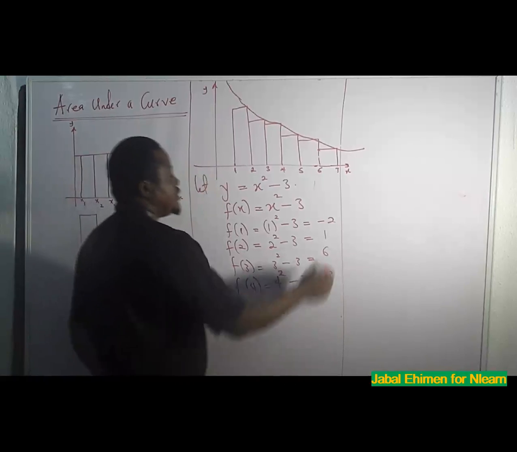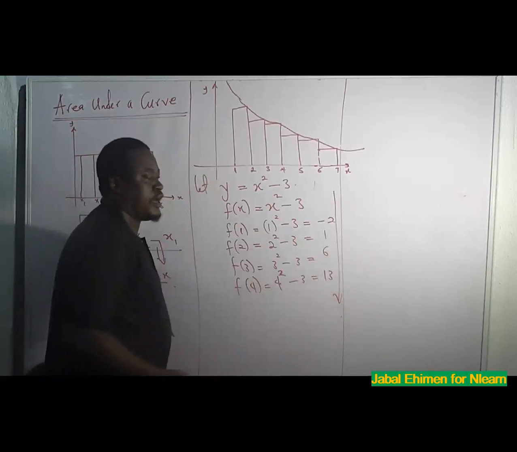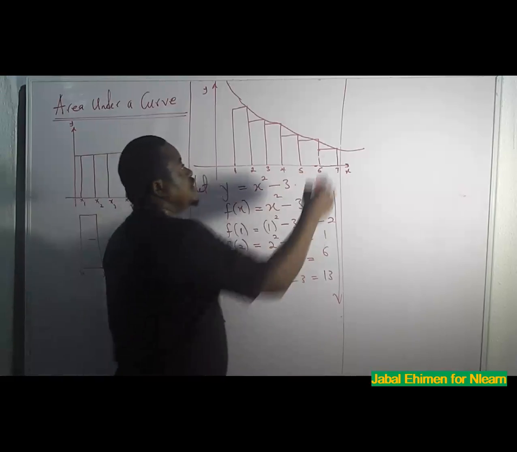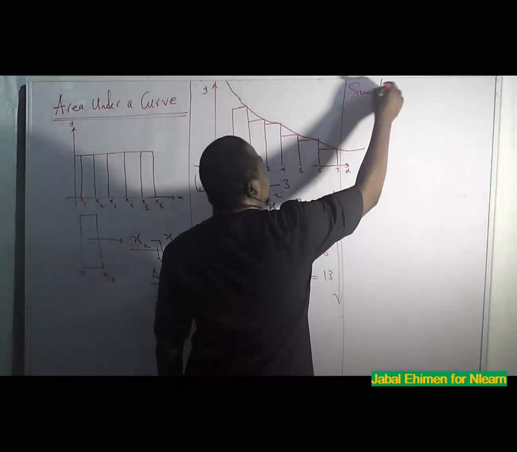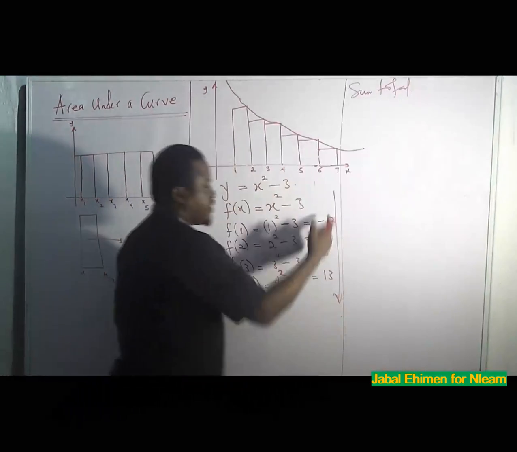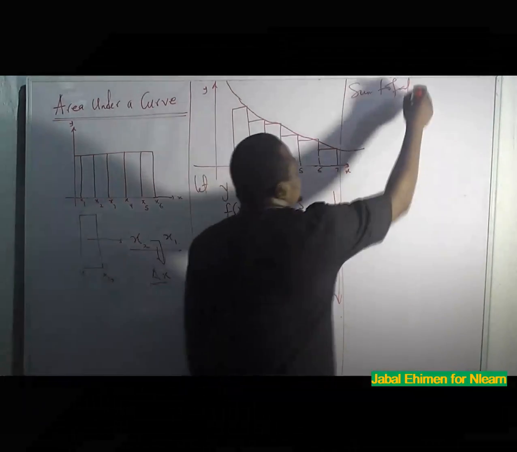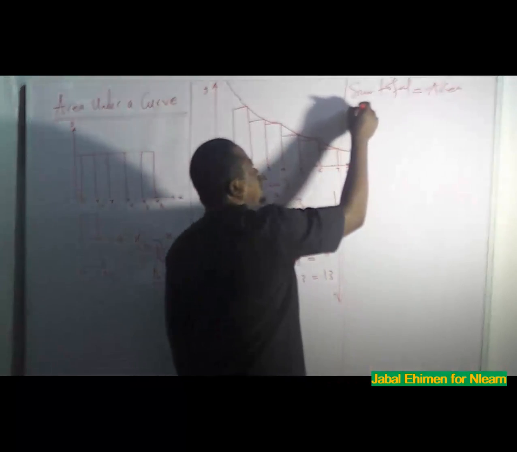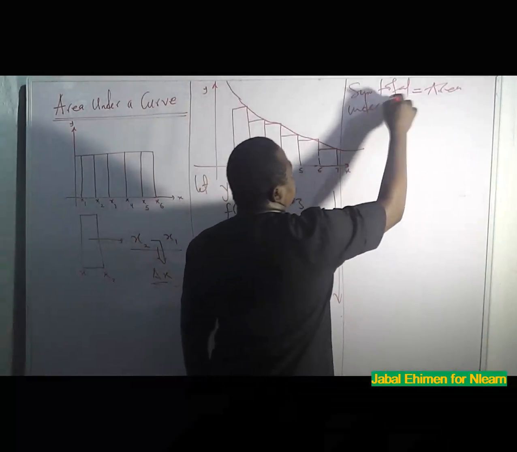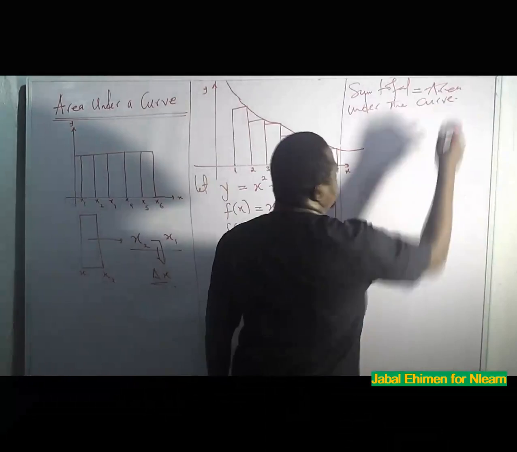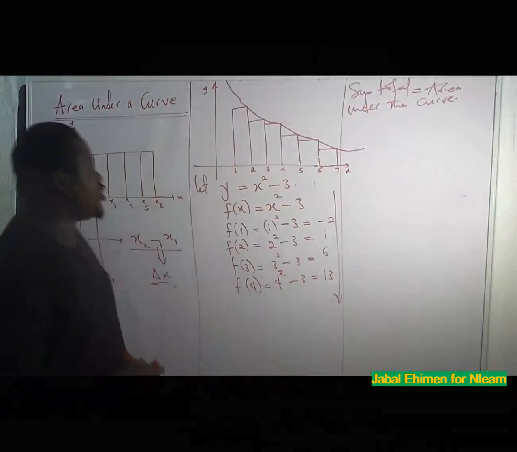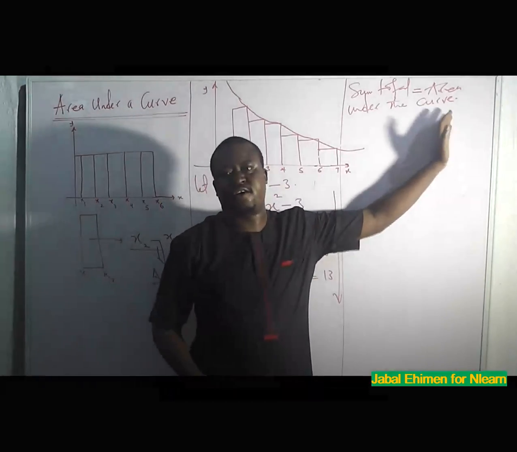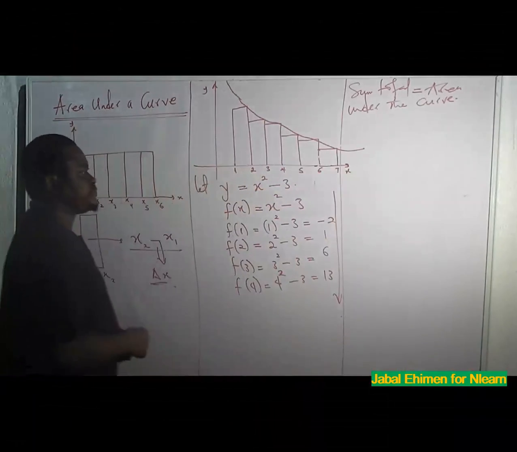Now, taking the values in order, if you add everything together, the sum total of everything you get here is equal to the area under the curve. Take note of that. That's the first thing. By the time you take all the functions together and sum them, you get the area under the curve.